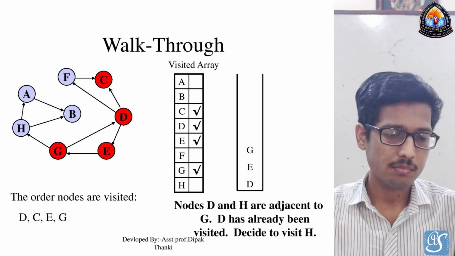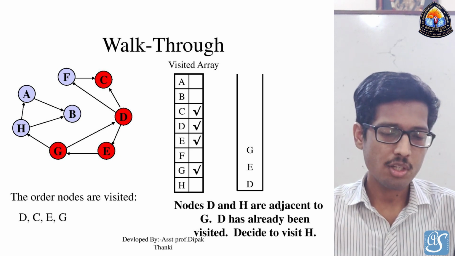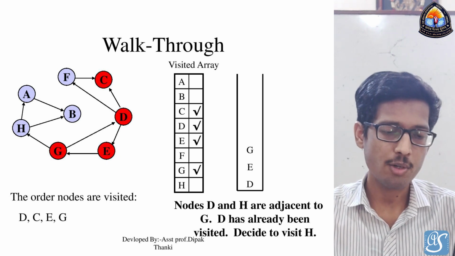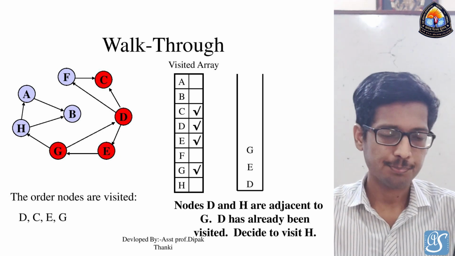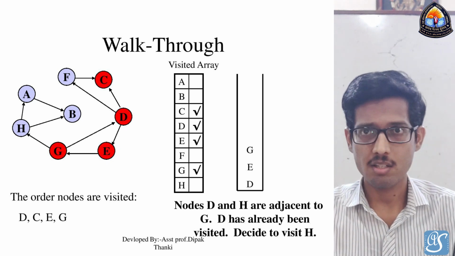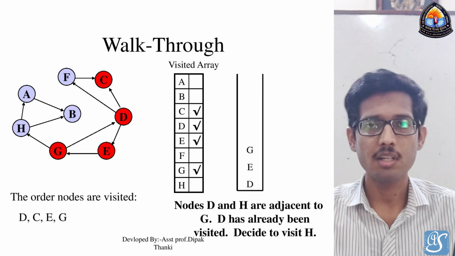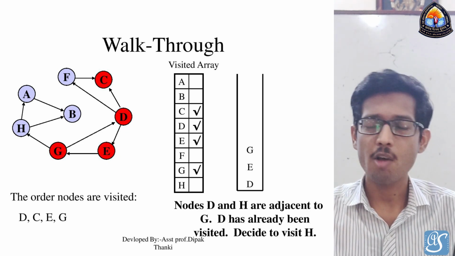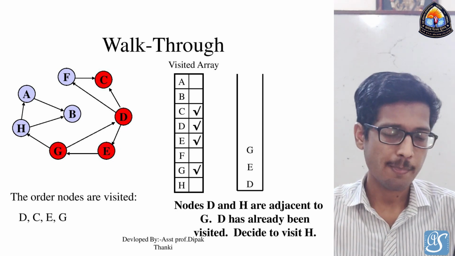Now next, for G, nodes D and H are adjacent to G. D has already been visited, so we decide to visit H, because G has two considerable adjacent elements. You can see H and D. We have already considered D, so that's why now we will move to H.